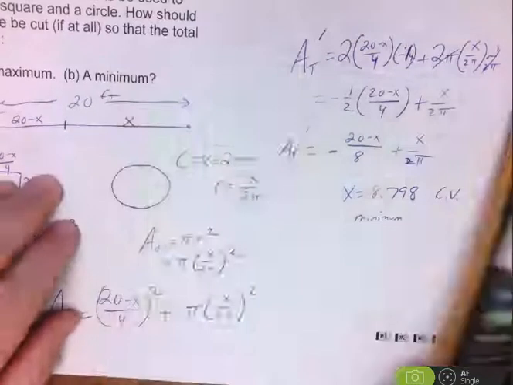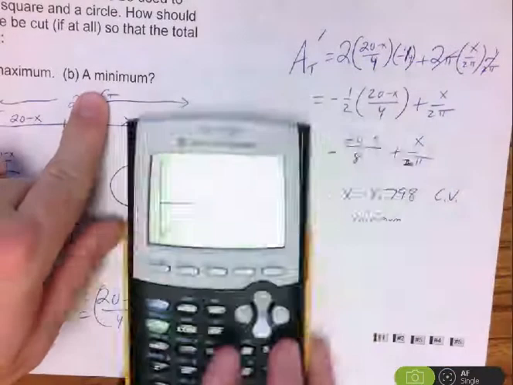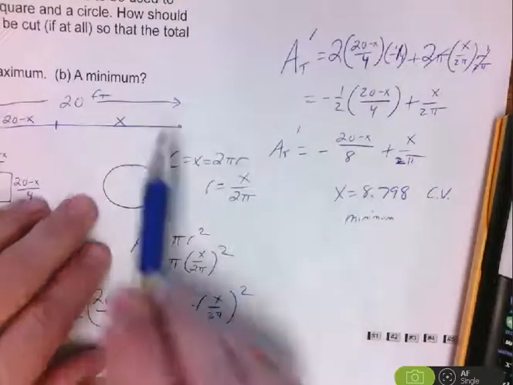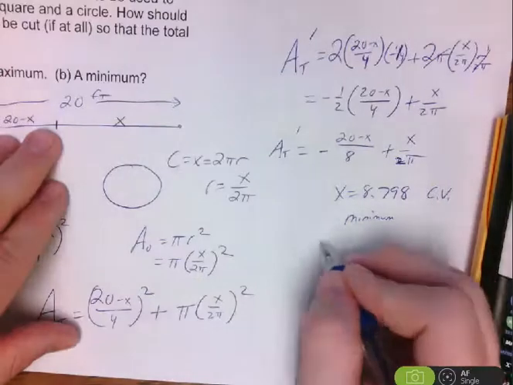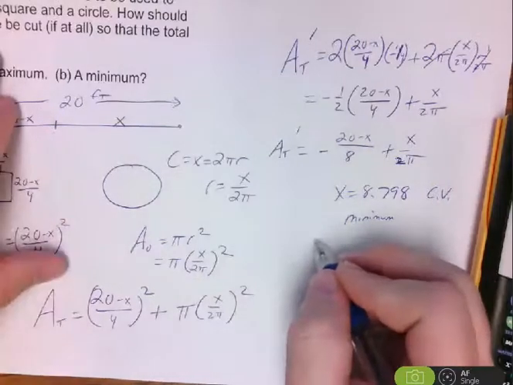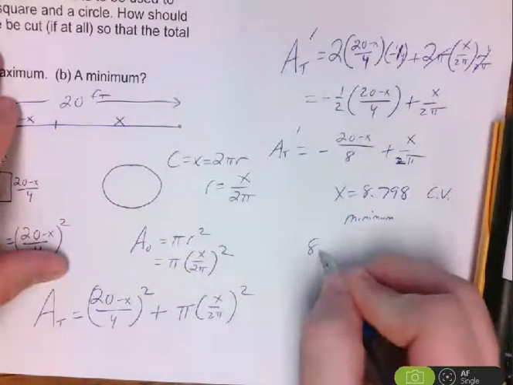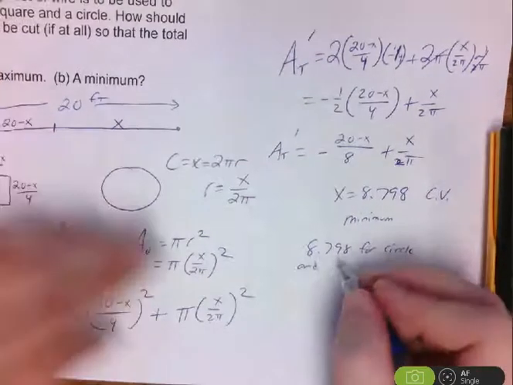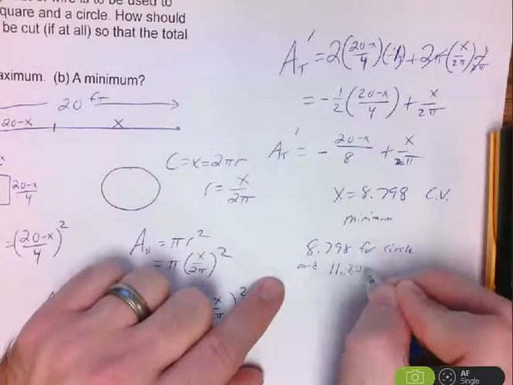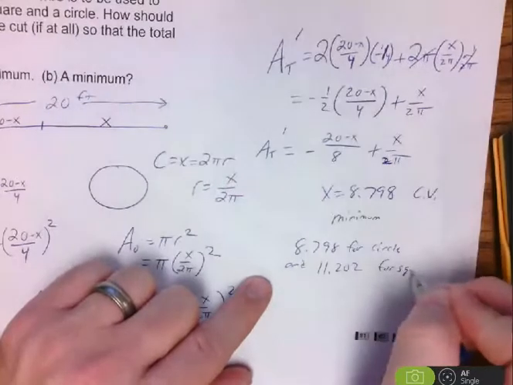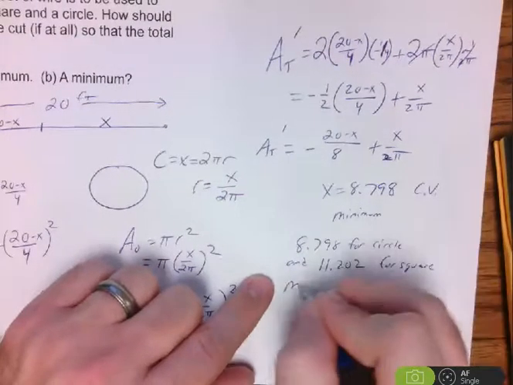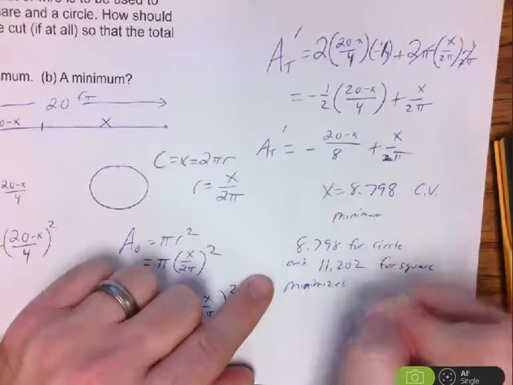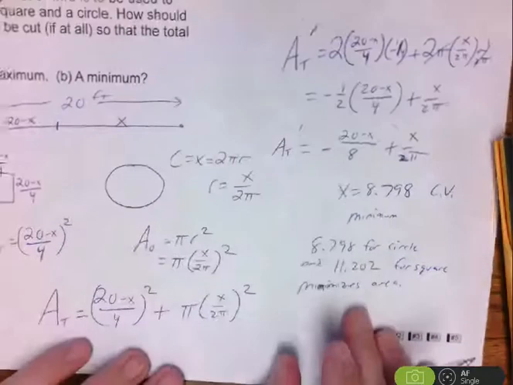So I basically solved for b first just because that's what came up on the calculator. So when x is around 8.798, that's my circle. So the wire should be cut, 8.798 for the circle. And whatever's left over, 11.202 for the square. That minimizes area. What about maximum area?